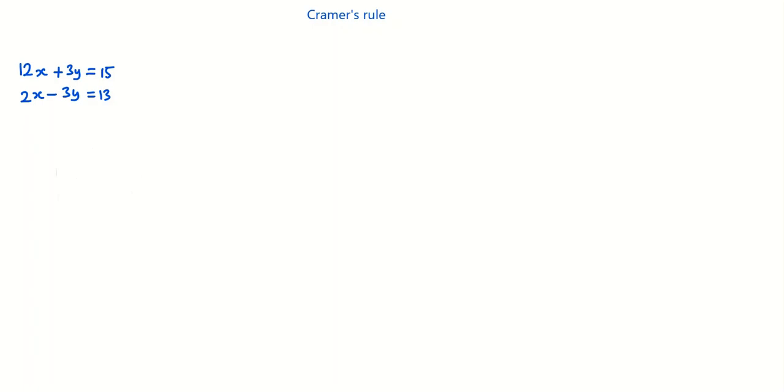Okay, so to apply Cramer's rule, I'm going to solve an example using these two equations that I have here. When you look at these two equations, you see that we have two linear equations and two variables, which are x and y. So we can apply Cramer's rule to solve this system of equations. To do this, I'm going to first of all write a coefficient matrix for this equation.